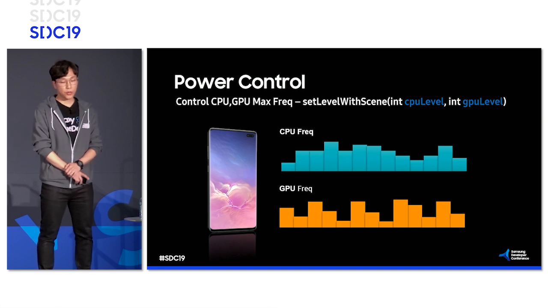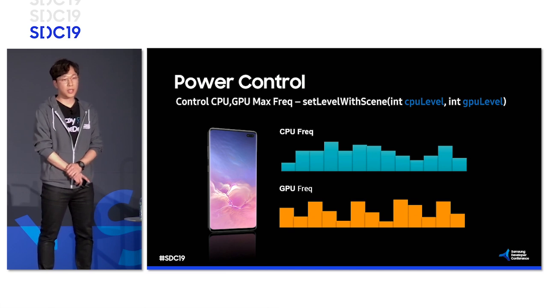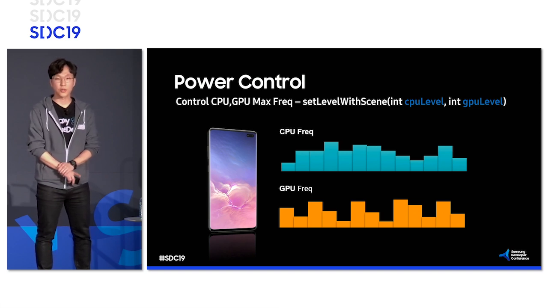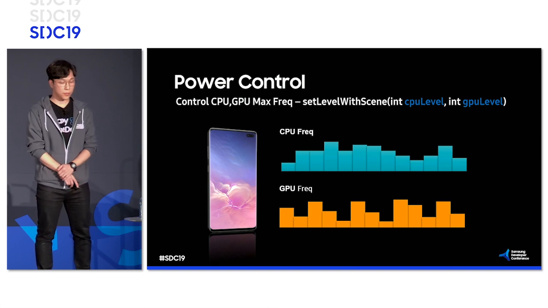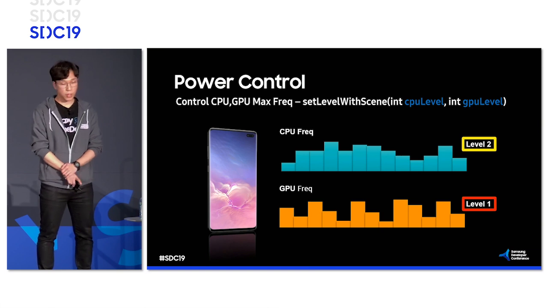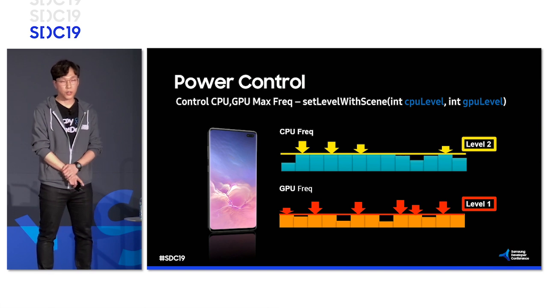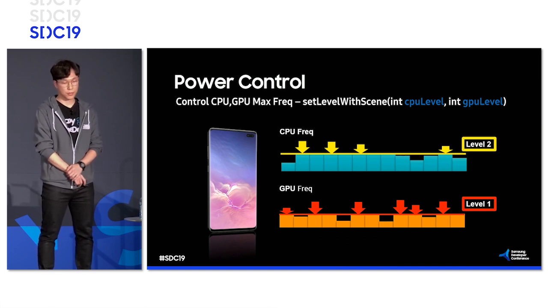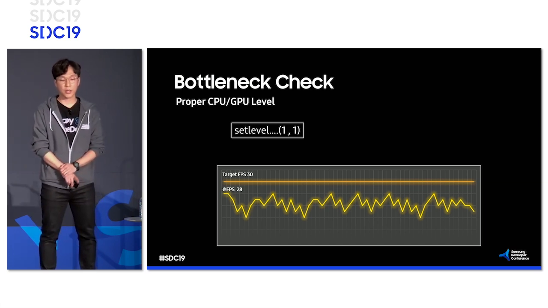With GameSDK, you can control the CPU and GPU power in gaming. Set level with Scene API, and you can control each CPU and GPU max frequency through that level. CPU level range is 0 to 6, and GPU level range is 0 to 4. So in this case, you set the CPU level 2 and GPU level 1, then you can control the CPU and GPU max frequency and reduce the unnecessary power. So now you can control the CPU and GPU max frequency.